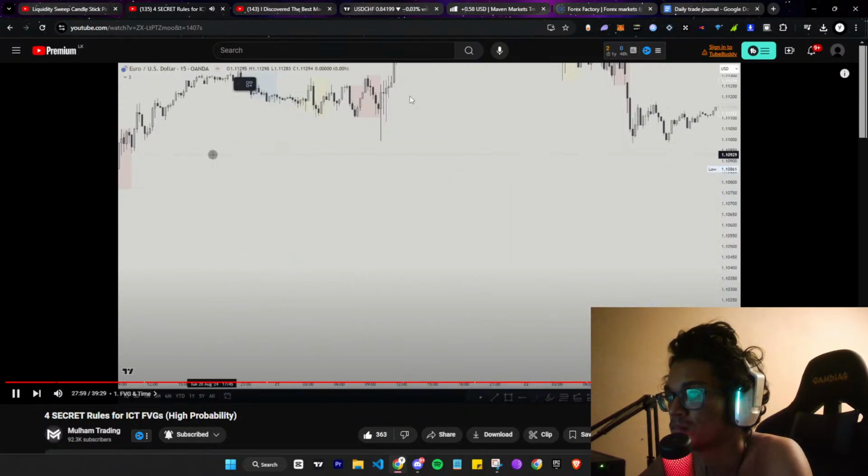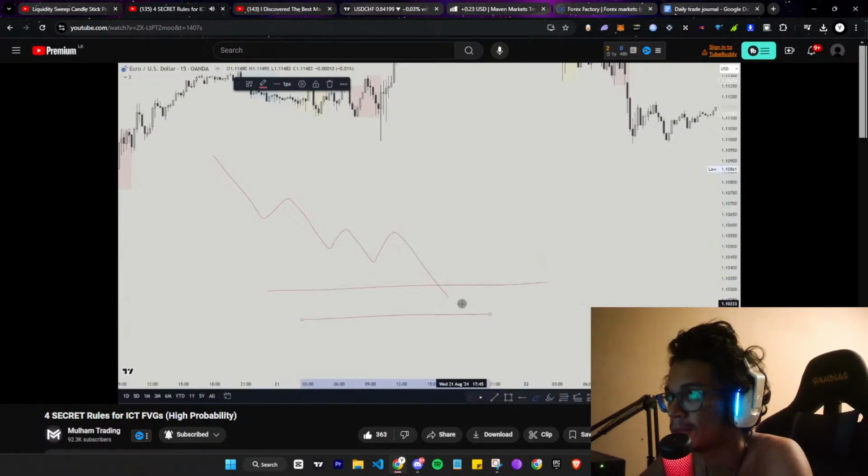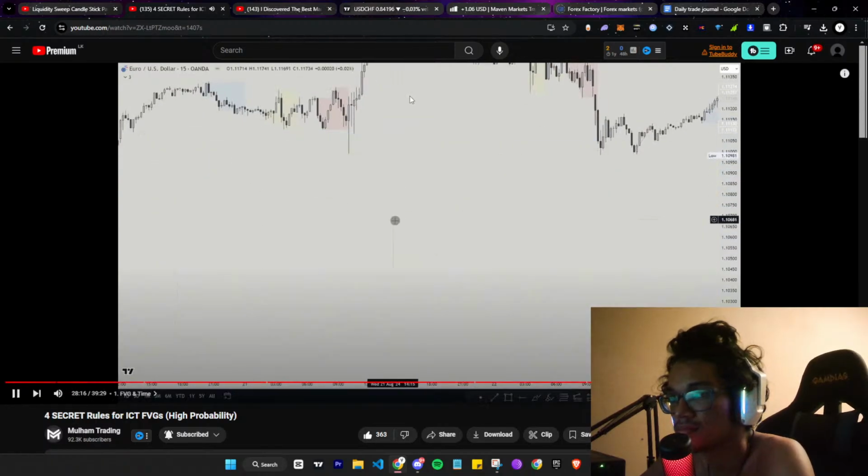Most of the time, it's actually a low probability one, unless we had Asian session trending, if we're looking at the 15 minute, reaching a 4 hour fair value gap and then reacting off it. Then, if there is a fair value gap here on the Asian session, it can actually hold. That's the only scenario where Asian session is going to have good fair value gaps.